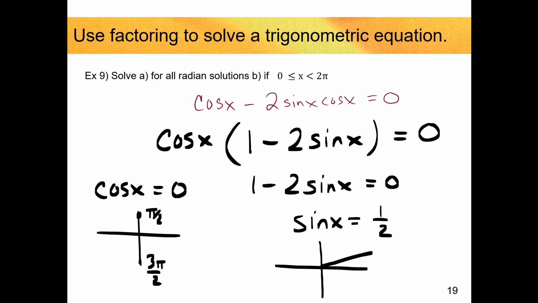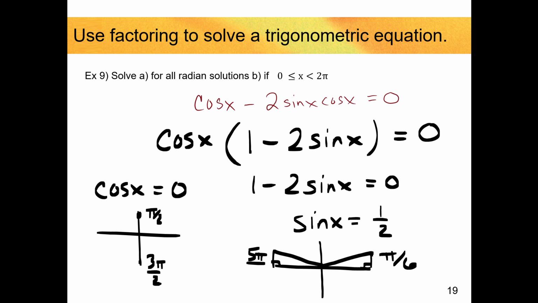Pi over 3. Pi over 6. 5 pi over 6. Pi over 3 and 5 pi over 2. No. Sine is going to be the y value, right? You're looking for the y value to be 1/2. Pi over 6 and 5 pi over 6.